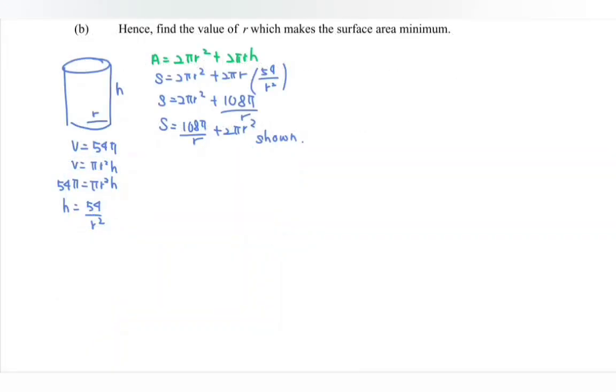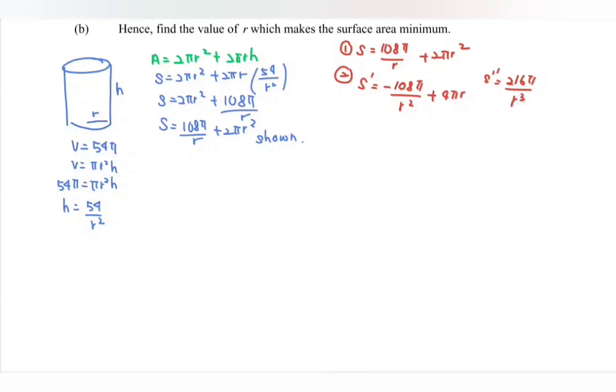Kindly refer to B. The question asks us to find the value of r which makes the surface area minimum. So step number 1, we have S equal to 108π over r plus 2πr², S in terms of r. Second step, find the first derivative dS/dr, where we will have negative 108π over r² plus 4πr. So that is the first derivative. For the second derivative, we will have 216π over r³ plus 4π.